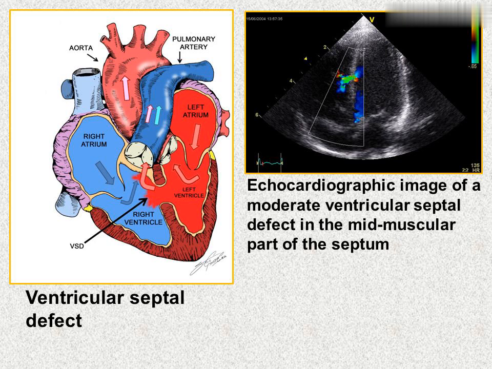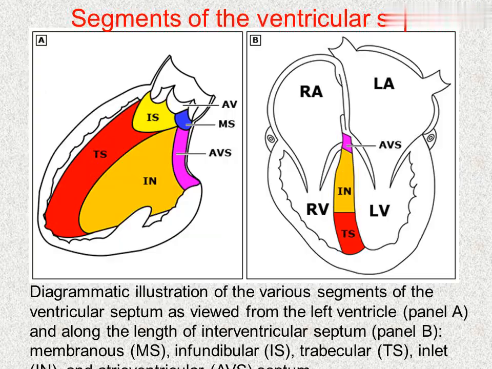Echocardiographic image of a moderate ventricular septal defect in the mid-muscular part of the septum. Ventricular septal defect, segments of the ventricular septum. Diagrammatic illustration of the various segments of the ventricular septum as viewed from the left ventricle, panel A, and along the length of the interventricular septum, panel B: membranous, MS, infundibular, IS, trabecular, TS, inlet, IN, and atrioventricular, AVS, septum.